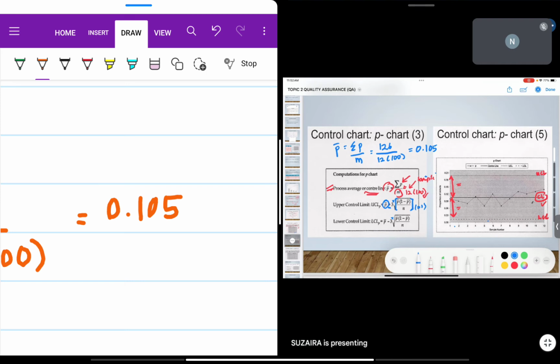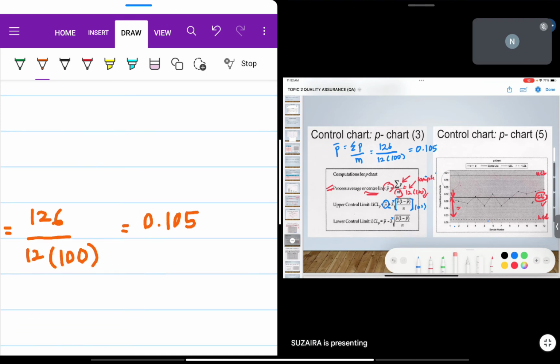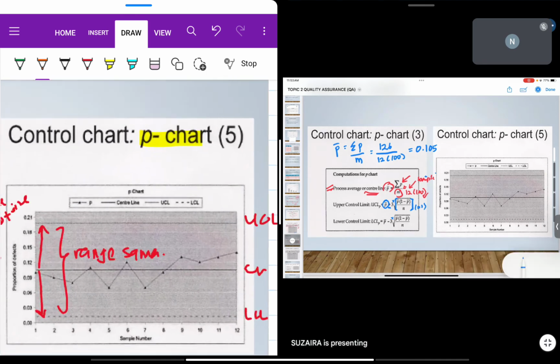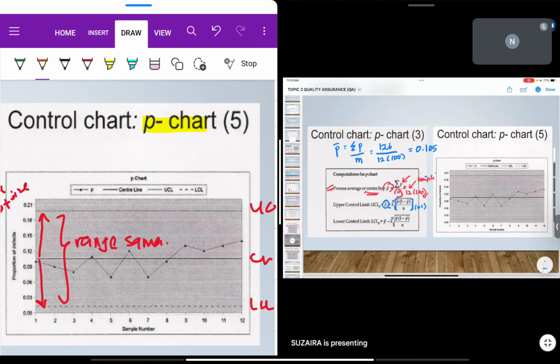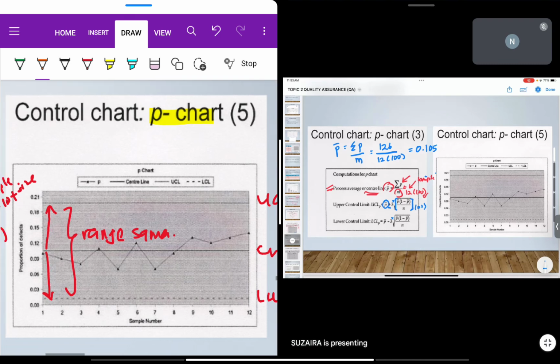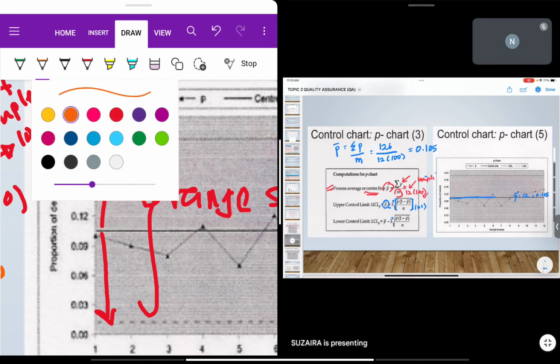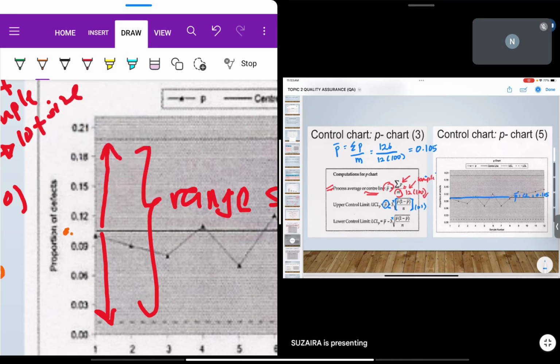Okay, so 0.105. If you look at the graph here, the center line at 0.105, this line, is equal to the CL or the P bar. So this one is actually 0.105, in between 0.12 and 0.09. Okay, so that one is the P bar.